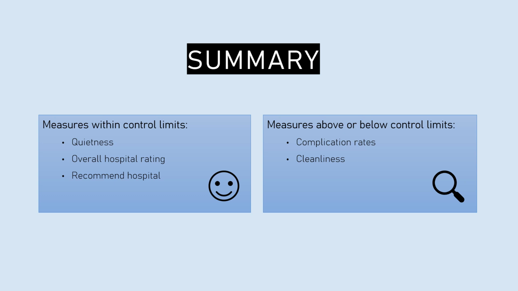In summary, MUSC is within upper and lower control limits for the HCAHPS quietness, overall hospital rating, and recommend hospital linear mean score measures. Statistically significant findings were present in the complication measure as well as cleanliness measure, where MUSC rose above the upper control limit for complications in the reporting year 2023 and fell below the cleanliness lower control limit in 2022 and in 2023. These findings indicate that this is not due to randomness or chance, and further assessment may be warranted.